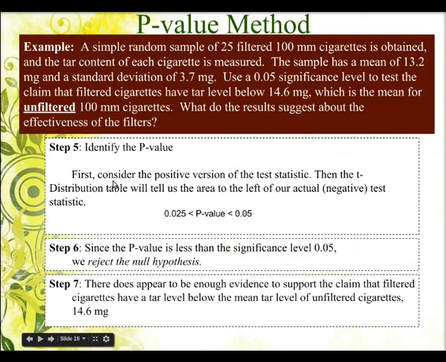So that is, there does appear to be enough evidence to support the claim that filtered cigarettes have a tar level below the mean tar level for unfiltered cigarettes, which is 14.6 grams. So based on our sample, it does look like the filters have some effect on the amount of tar level that gets into the lungs.